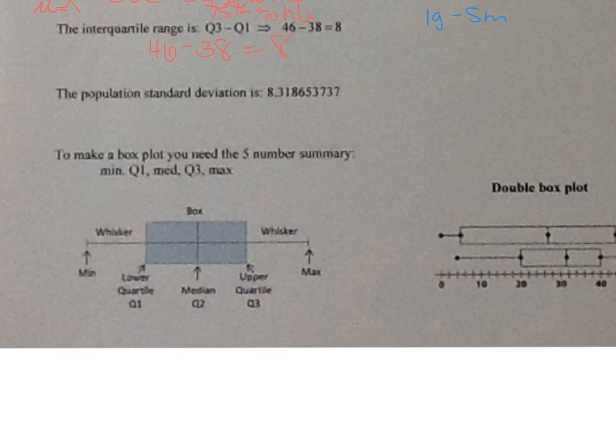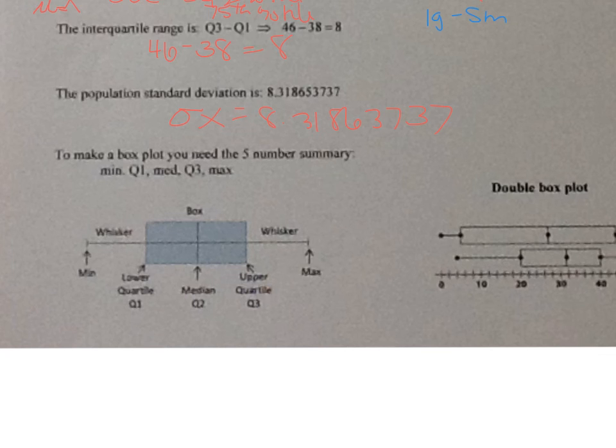All right, so we have our population standard deviation. That's this one here, sigma x. That's 8.318633737. If they ask for the population standard deviation, they don't tell you to round it. You have to write out the entire thing.